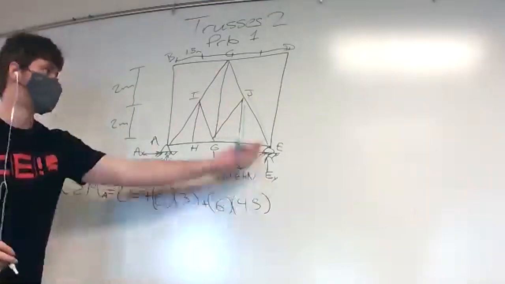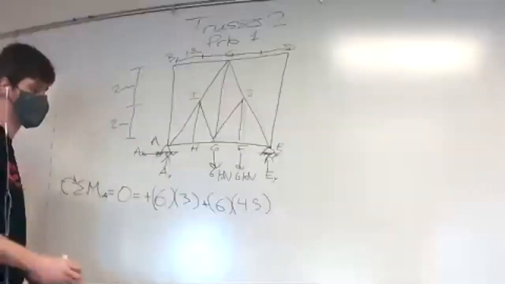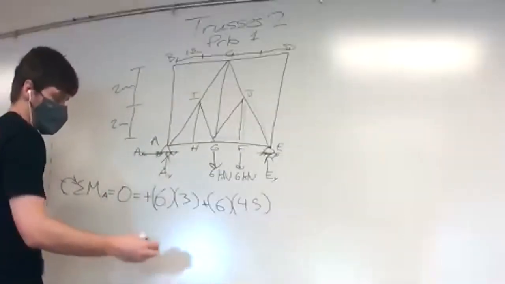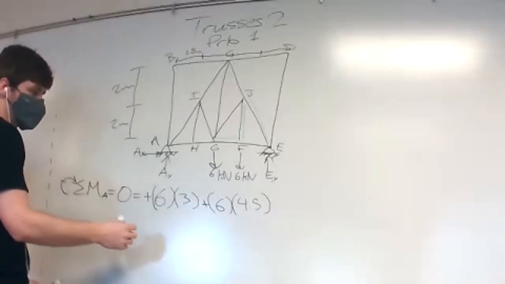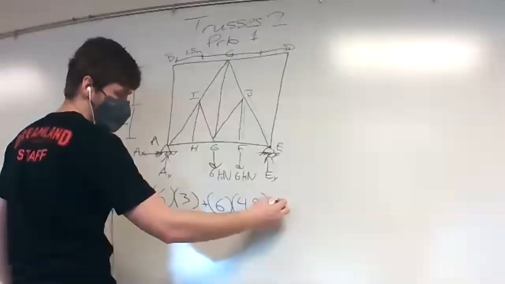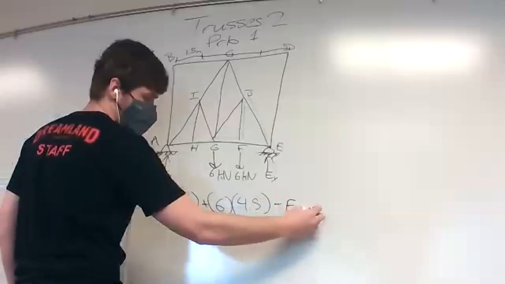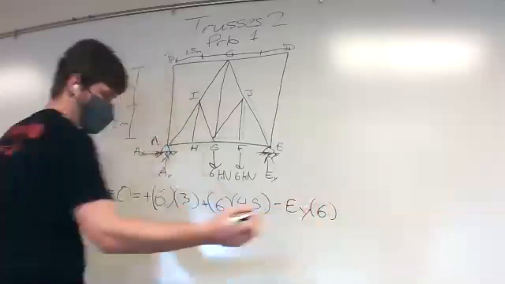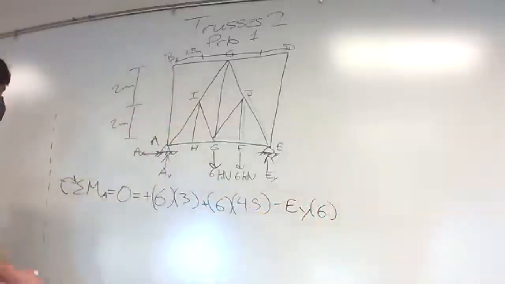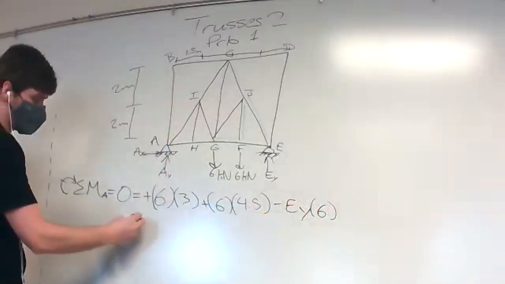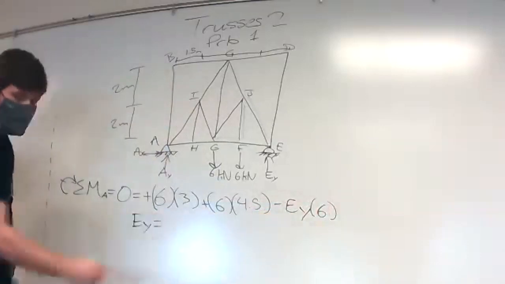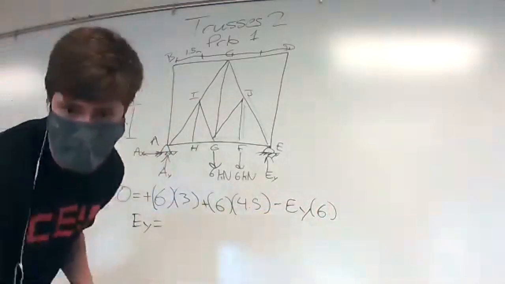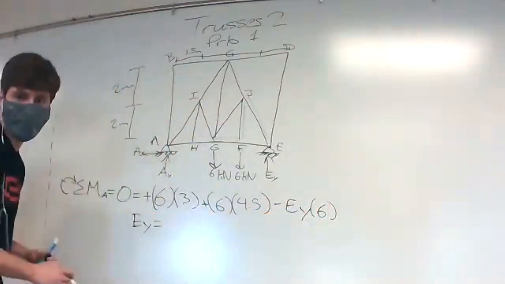And then we have minus EY times the full distance of 6. So then that's the whole equation. And we would say that EY is equal to 7.5 kilonewtons.